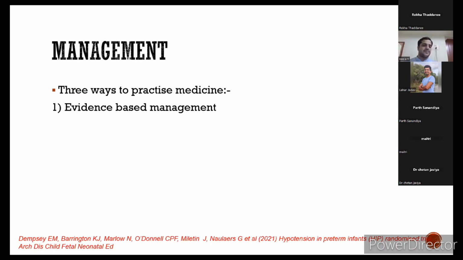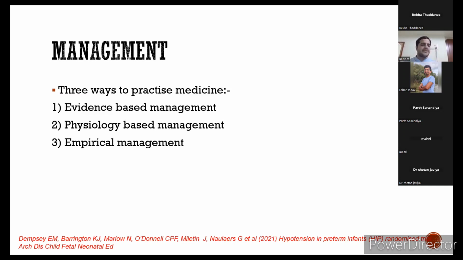Second way of practicing medicine is physiology based medicine. There are certain areas where evidence is not very good, and in those situations, till the time we get good evidence, what we rely more on is physiology. What is the underlying physiology of that disease, and based on the physiology we manage. And the third thing is empirical management, that is, we treat the way it seems right to us or the way we perceive it. So these are the three ways by which we practice medicine.